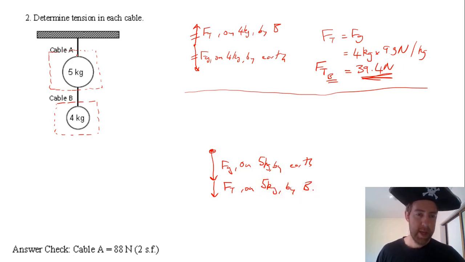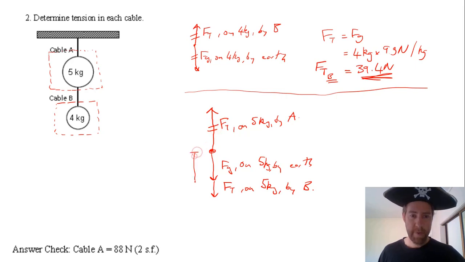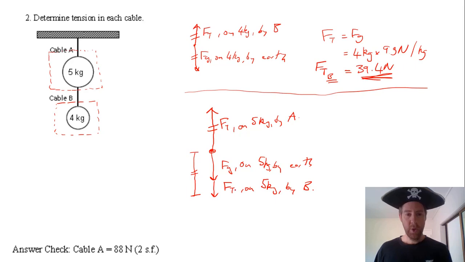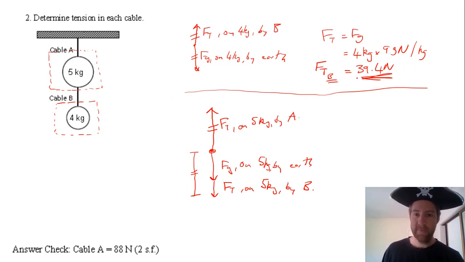Then it has a cable pulling it up. Now, how big is this? Well, I think you can see once we've got our force diagram, it has to be as big as both of these put together. F tension on the 5 kg by cable A. So cable A has to be the same size as both of these put together. We know what the tension force of cable B is. We've worked out cable B's tension force. That's equal to 39.4 newtons.